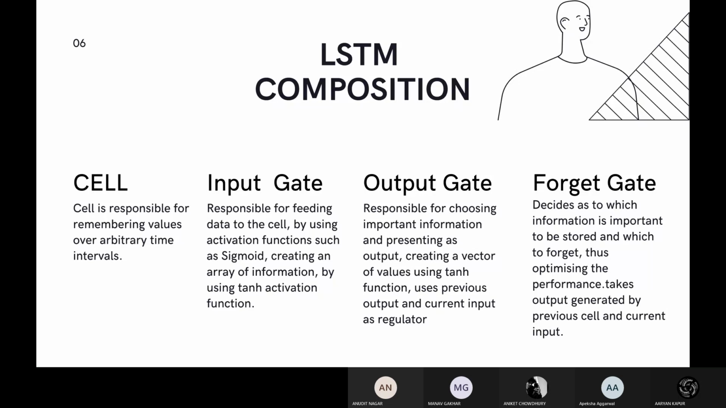It uses a regulator, which also comprises the sigmoid function. The forget gate decides which information is important enough to be stored and which is to be forgotten. Thus, this optimizes the performance, because we have huge streams of data, so it makes it easier for the system to work in the given time. This also takes into consideration the previous cell's output and the current input.